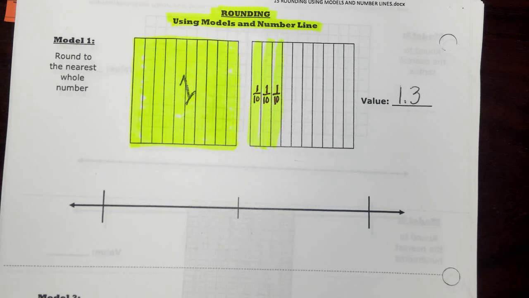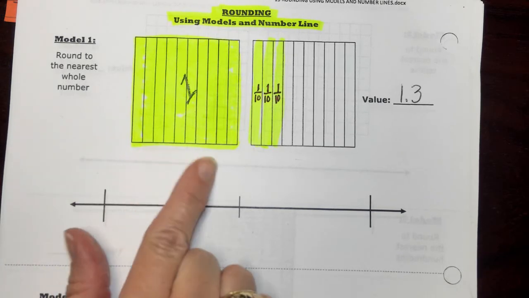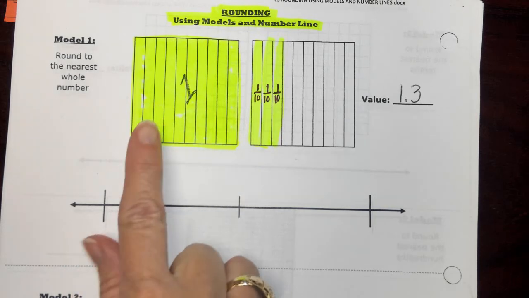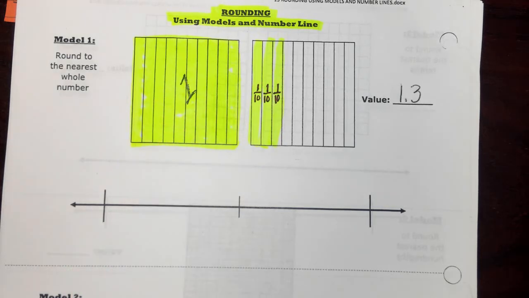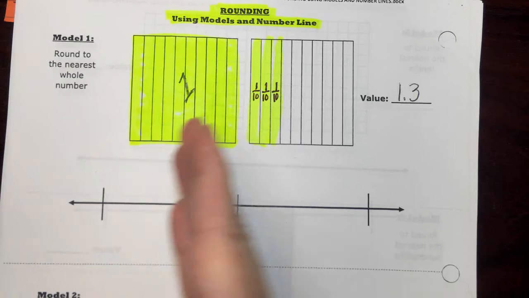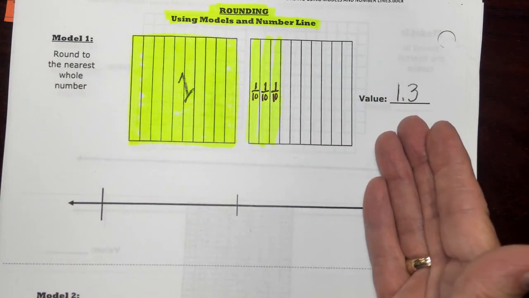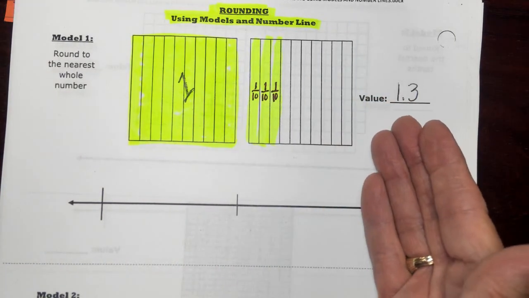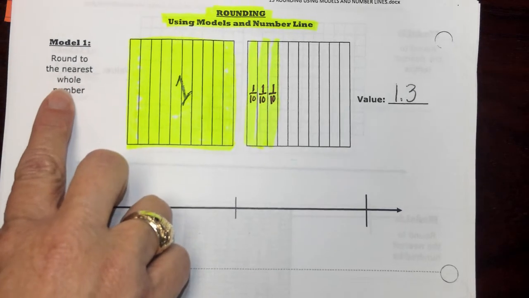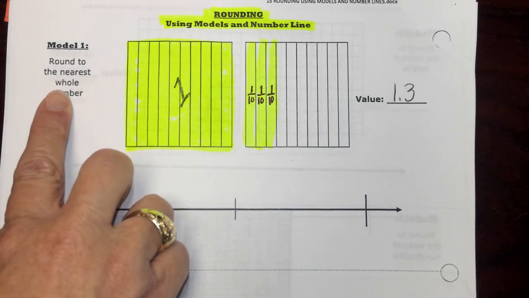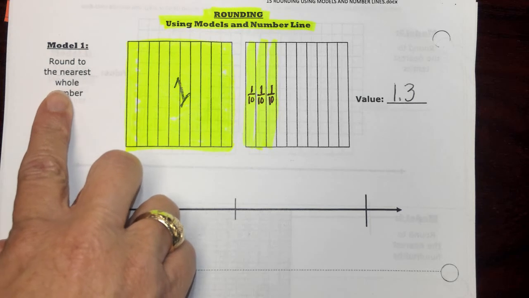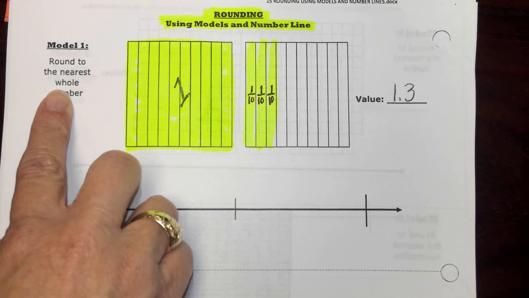And so quickly, as I look at this model, I can think to myself, is this model closer to the number 1, just one piece, or is it on its way to being the number 2? Because we want to round to the nearest whole number. So just looking at the pictures, what are you thinking in your head? If you would like to share, you can give me a thumbs up.